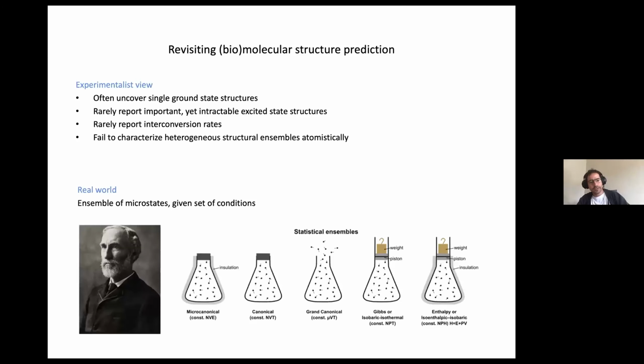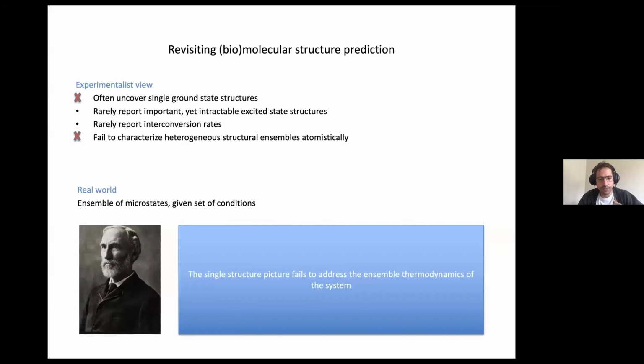But of course, in reality, and from a thermodynamics point of view, matter exists in an ensemble of microstates specified by given conditions, for instance if you have a constant temperature, pressure or volume, and number of particles. So you do have an ensemble of configurations. This single structure picture fails to address the ensemble thermodynamics of the system.